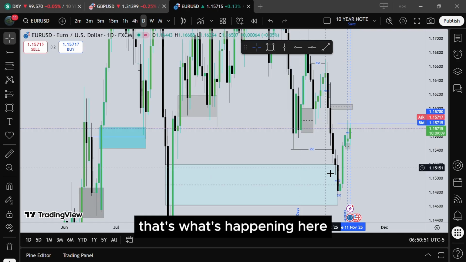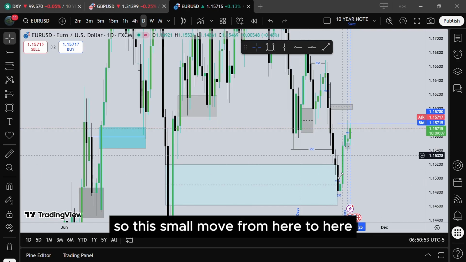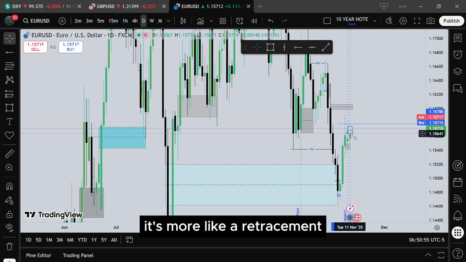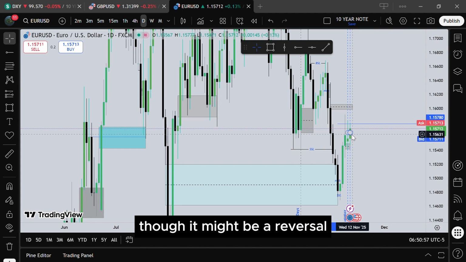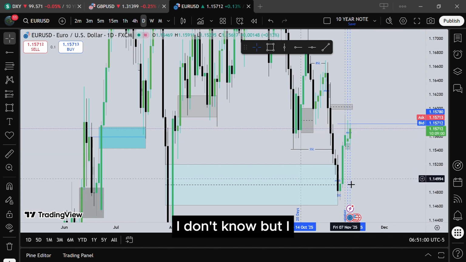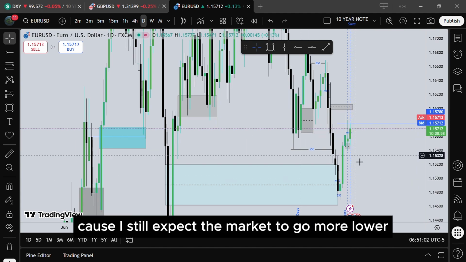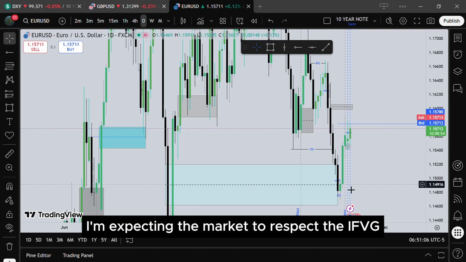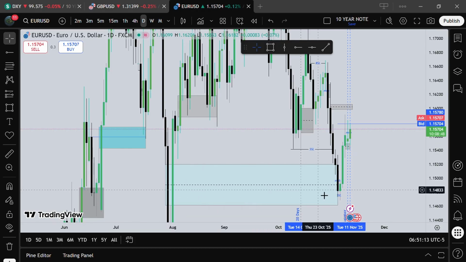That's what's happening here. So this small move from here to here is more like a retracement. Though it might be a reversal, I don't know. But I am treating it as a retracement because I still expect the market to go lower. But at this point, I'm expecting the market to respect the inverse fair value gap around here.